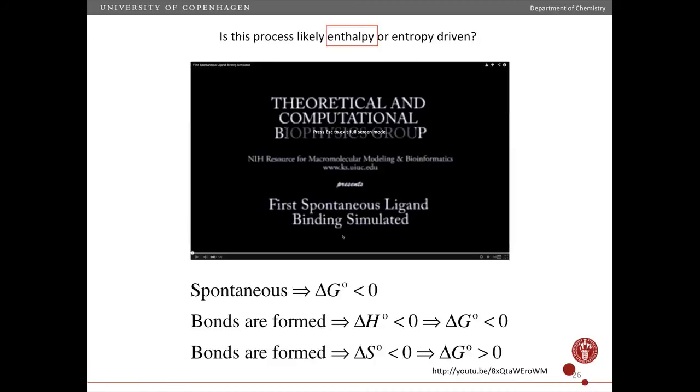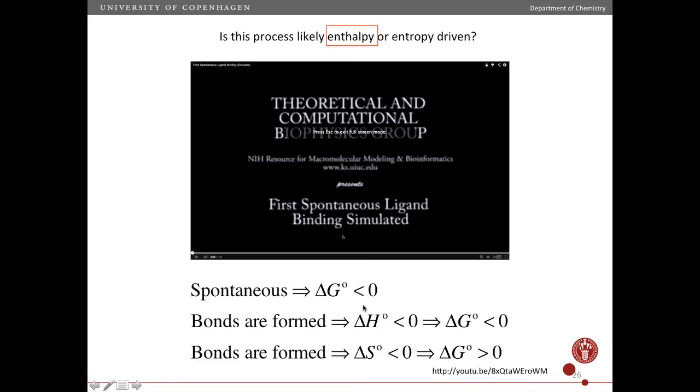Okay, so this process is most likely enthalpy driven. And you can actually argue this without knowing the exact values for delta H standard and delta S standard. Here's the thought process. The process is spontaneous. You can see that the ligand binds the protein spontaneously. So the products are favored over the reactant, so that means the standard free energy change must be negative.